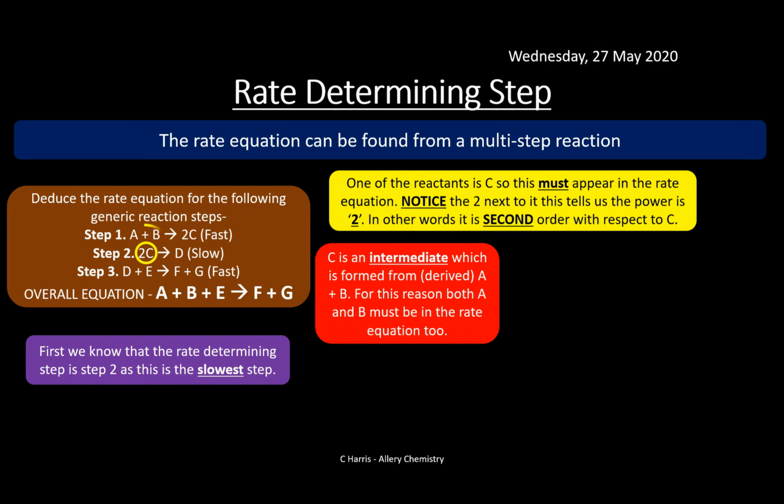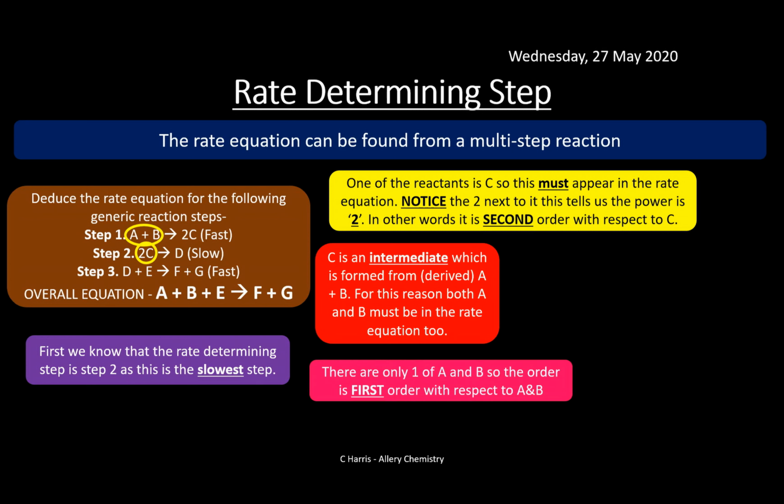Okay, so C is an intermediate, which we know because it's formed in step 1, derived from A and B. And so for this reason, both A and B must also be in the rate equation, because C is derived from A and B. We wouldn't have C if A and B weren't there. There is only one of A and B, so the order is first order with respect to A and B, because there's only 1 mole of each.